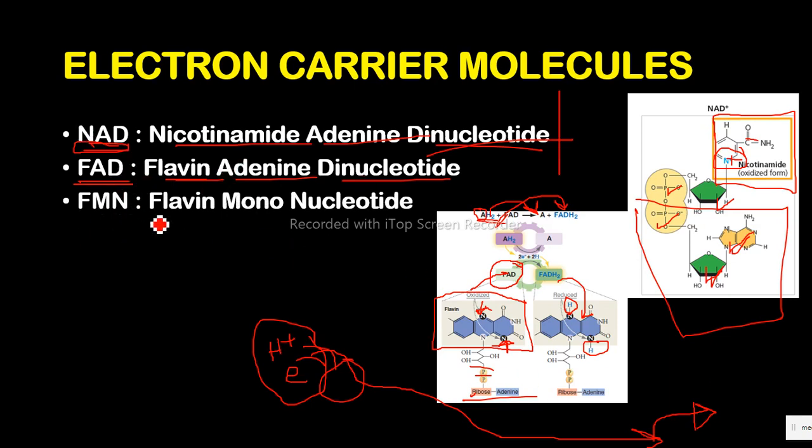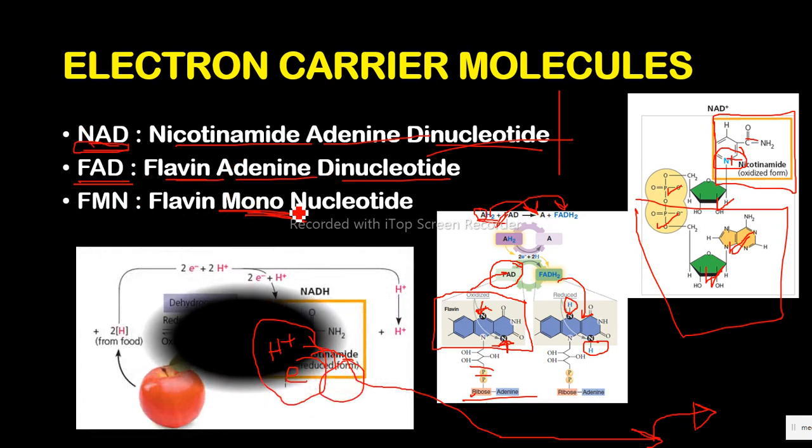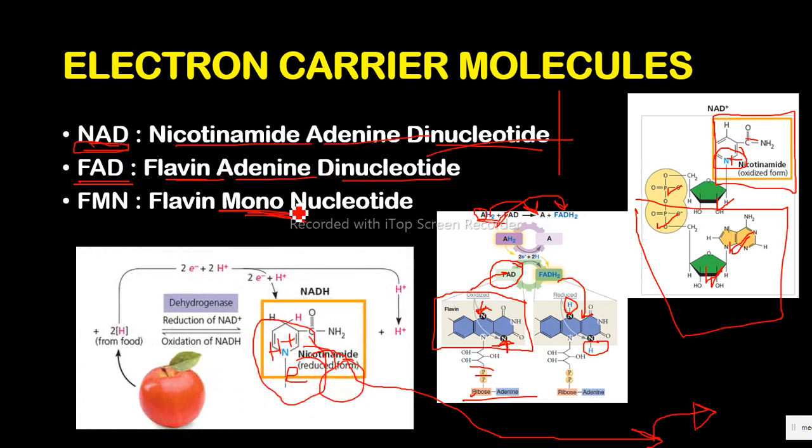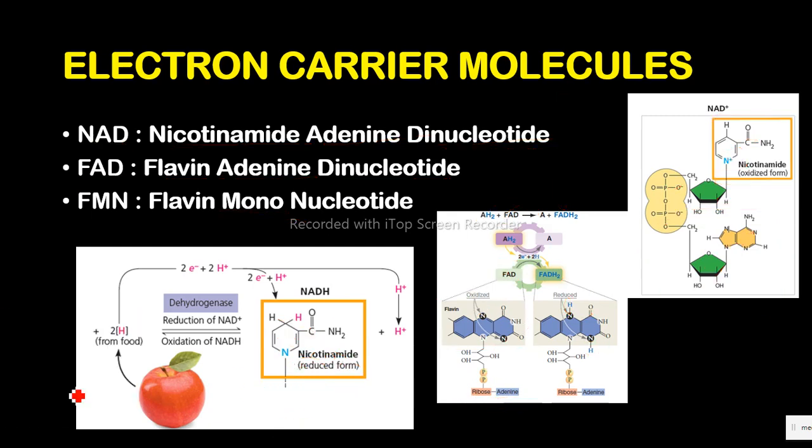This is the same as FAD, but now this one is a mononucleotide. It has just one nucleotide instead of having two nucleotide molecules. So basically it is as simple as this. Let's do the cleaning. So these are the electron carrier molecules that we shall encounter in our discussion, as far as respiration is concerned.